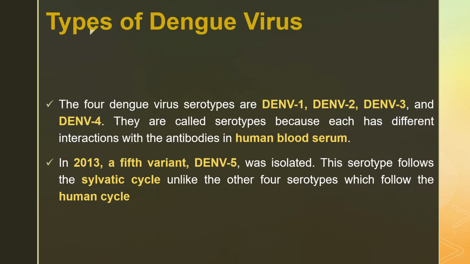Types of dengue virus. The four dengue virus serotypes are dengue 1, dengue 2, dengue 3, and dengue 4. They are called serotypes because each has different interactions with the antibodies in human blood serum. In 2013, a fifth variant, dengue 5, was isolated. This serotype follows the sylvatic cycle, unlike the other four serotypes, which follow the human cycle.